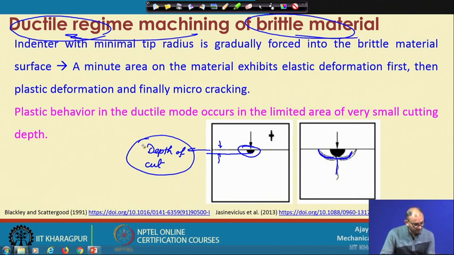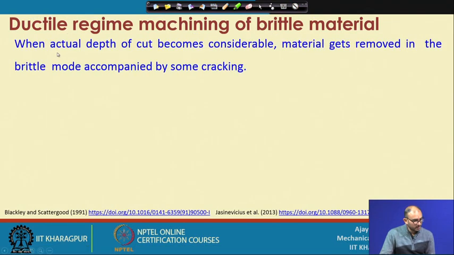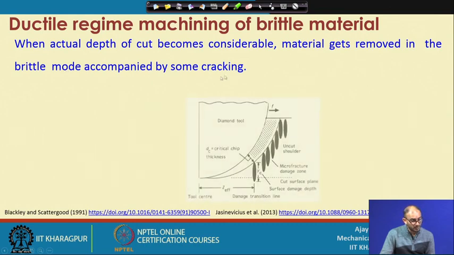So, our objective, or our more focus, is on the depth of cut now, because we know that if you maintain your depth of cut less than or equal to this particular phenomenon, which also depends on the material and the type of indenter, then you can actually cut a brittle material in a ductile mode. When the actual depth of cut becomes considerable, meaning when it is higher, then material gets removed in the brittle mode accompanied by some cracking. So, we have to work within that area.